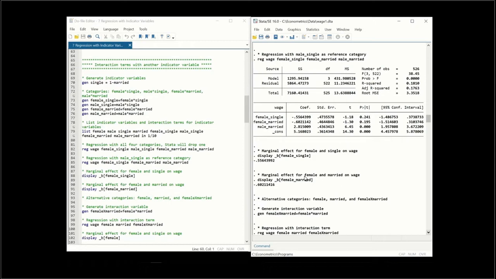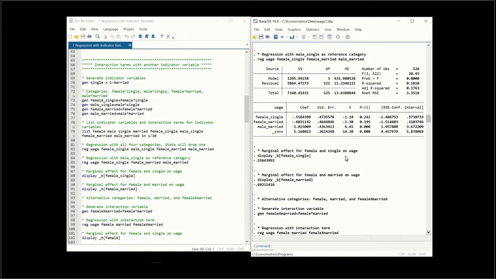So if we want to calculate the marginal effect for female and married, this one is the female and married, so that would be 60 cents lower than single males, the reference category. So that's how we're going to say this, but again, this coefficient is also not significantly different from 0.